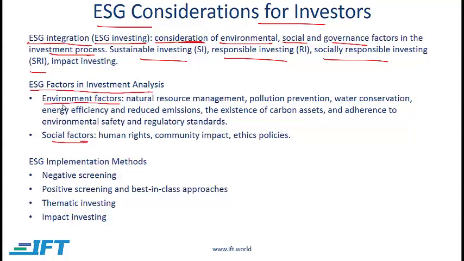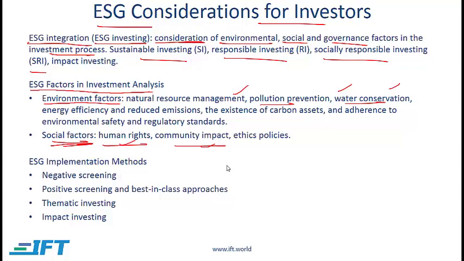Investors are concerned with how a company manages environment factors. So companies that are doing a good job of pollution prevention, water conservation would be seen favorably relative to other companies that are not taking these environmental factors seriously. Similarly, investors are concerned about social factors. So companies that are concerned about human rights and community impact will generally be seen more favorably relative to companies that are not concerned about these areas.